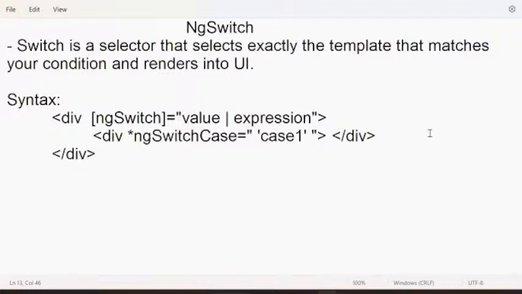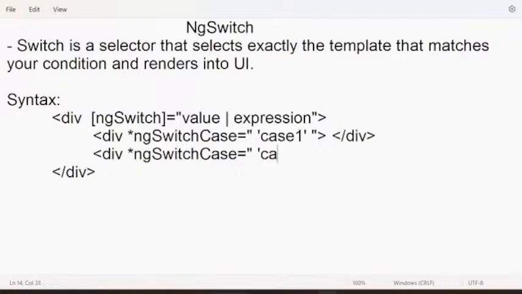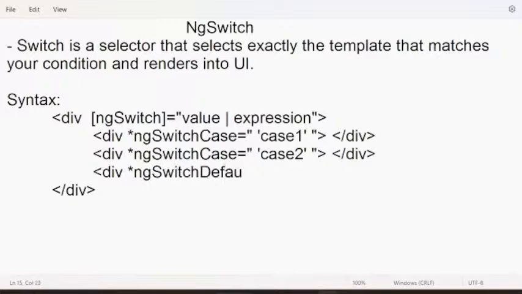For that we use this, and very important, here we can add any number of cases like this. Div, we have to add ng switch case, and this case is case 2. On case 2, what to render we have to define. If the value is not matching with any case, default. Here we have to write ng switch default. Ng switch default contains the block which is executed when no case is matching.